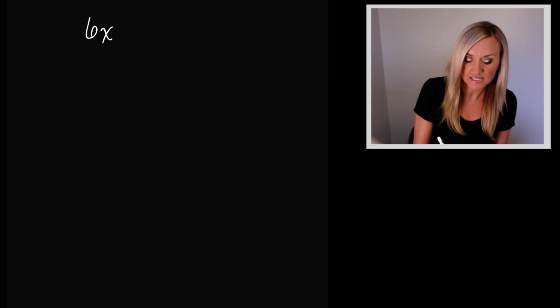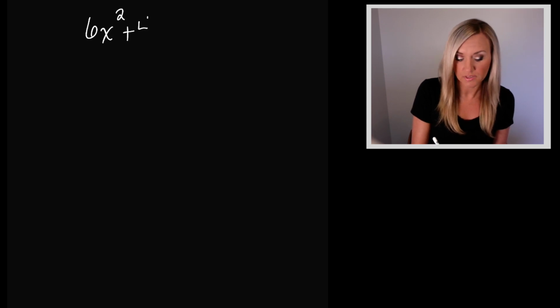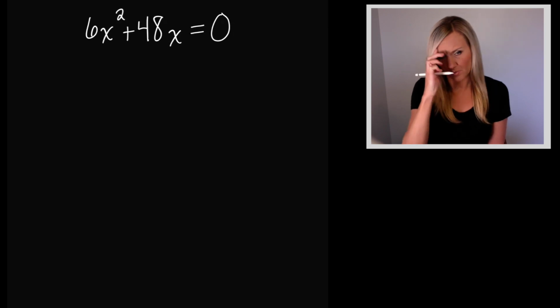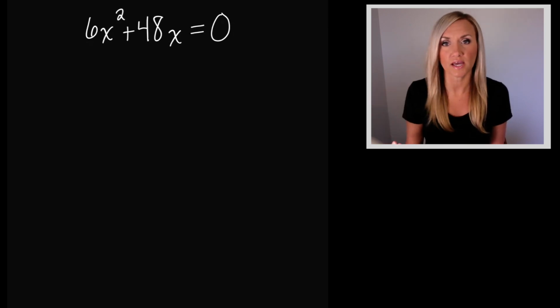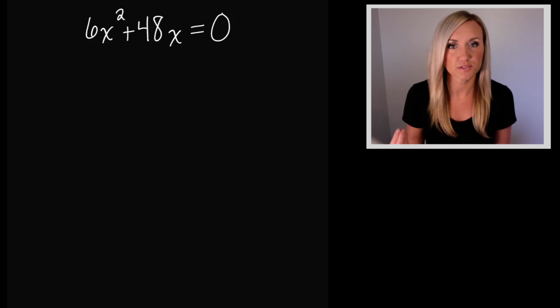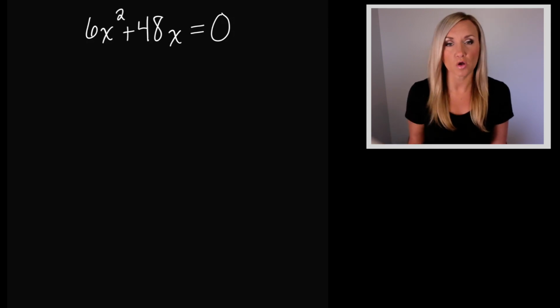All right guys, we have four problems for today. The first problem is 6x squared plus 48x equals 0. Our whole goal today is to solve for x. It is a quadratic, we know that it is a parabola, and we're going to solve this quadratic by factoring, okay?